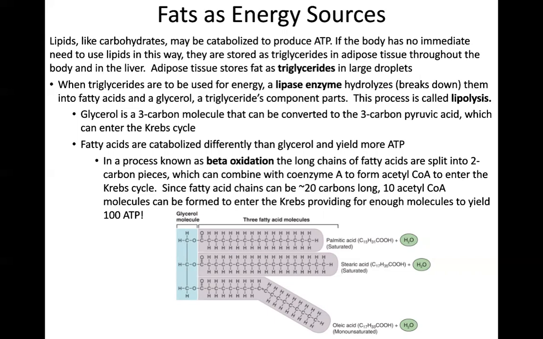Fats or lipids like carbohydrates can be catabolized to produce ATP. If our body has no immediate need to use the lipids in this way, we store them in our adipose tissue throughout our body and our liver. Unfortunately, humans have an unlimited capacity to store fat in our body, and a lot of Americans choose to take advantage of that, and that contributes to our current health issues and what we call the obesity epidemic, not something I'm going to talk about in great detail.